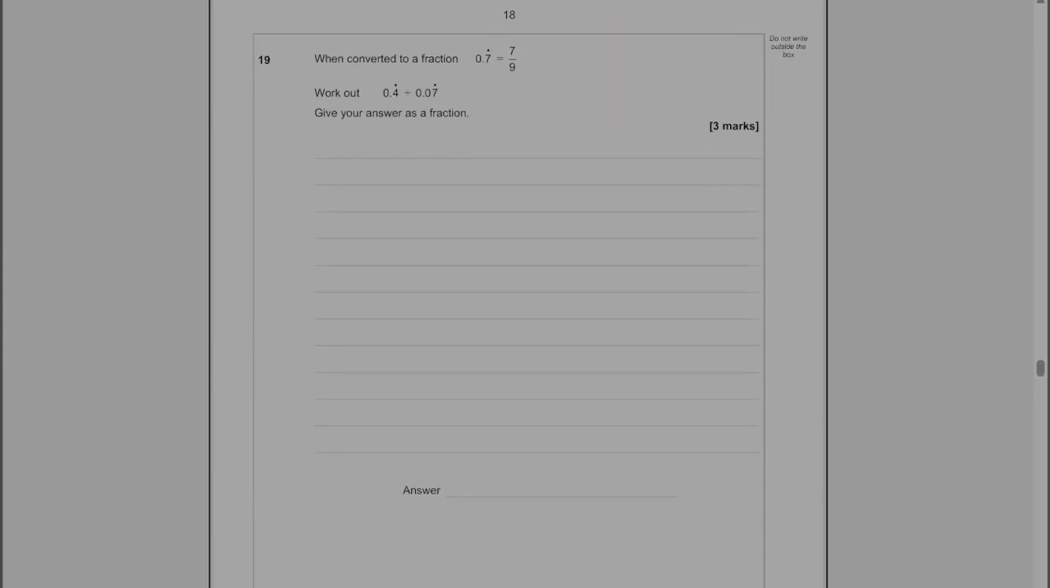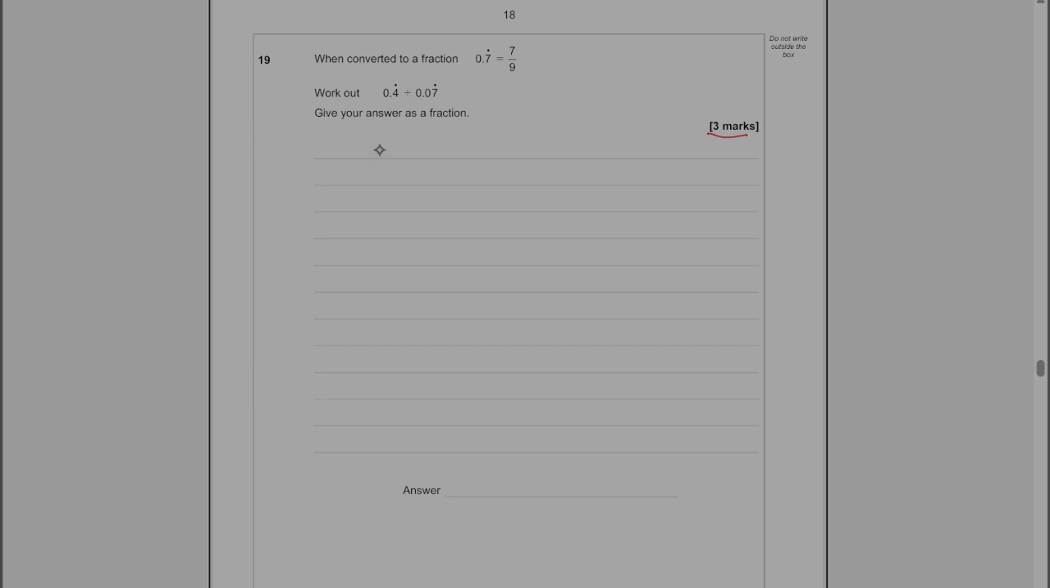Okay, question 19. When converted to a fraction, 0.7 reoccurring is equal to 7 over 9. Work out 0.4 reoccurring plus 0.07 reoccurring, giving your answer as a fraction. Right, so 0.4. It's only a 3 mark question, so I'm not going to go into a huge amount of detail.